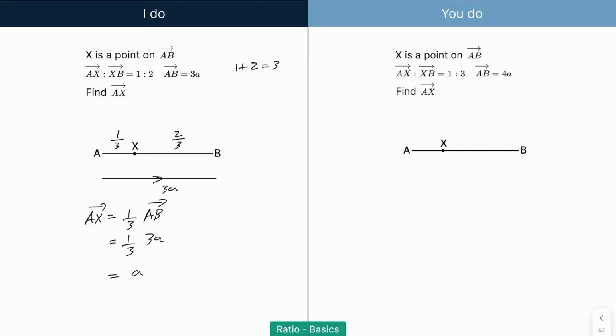So again, press pause and have a go at the example on the right. Add the ratios together. That gives me the total. Label the ratios. So it's saying A to X is 1, and then it's saying X to B is 3. So we can write that down. That's 3. Divide that by the total. And what else does the question tell us? Well, it tells us that the full length is 4a. So that means A to X is going to be 1/4 of the full length, which is a.